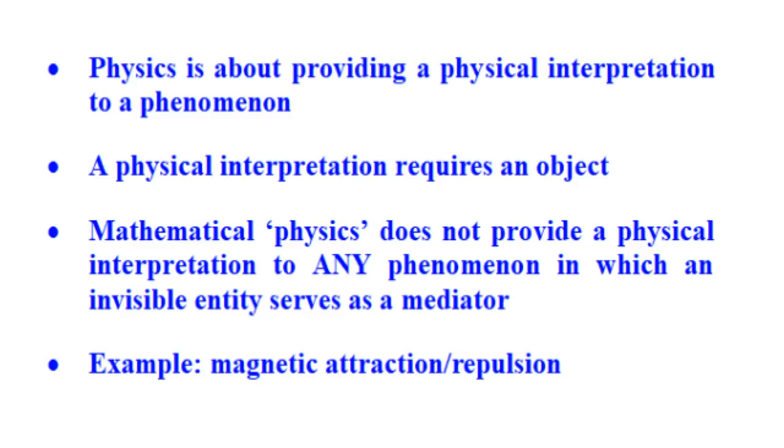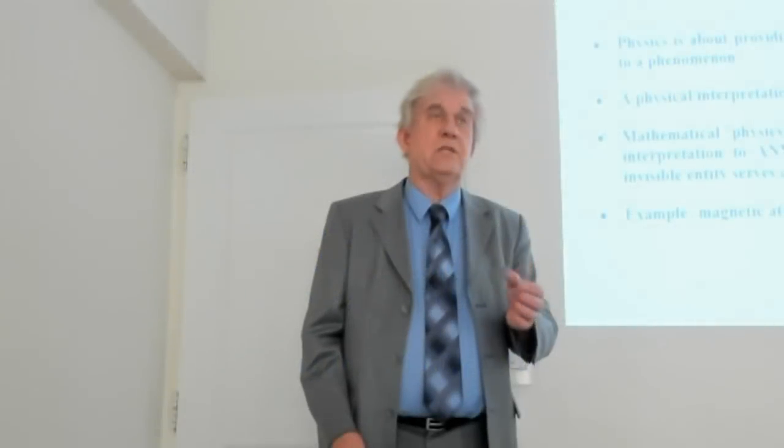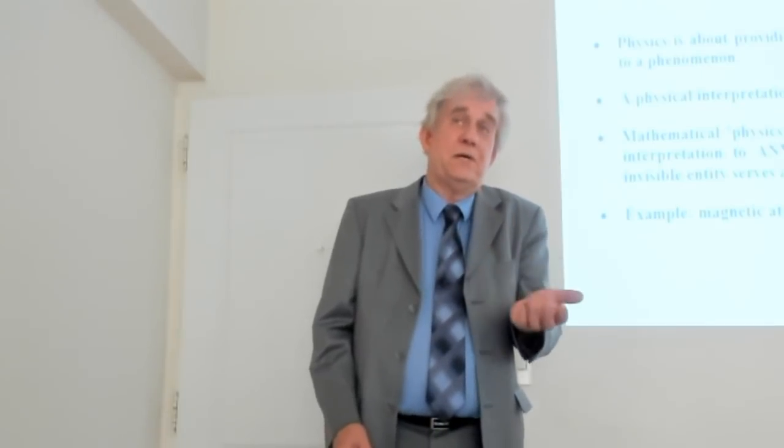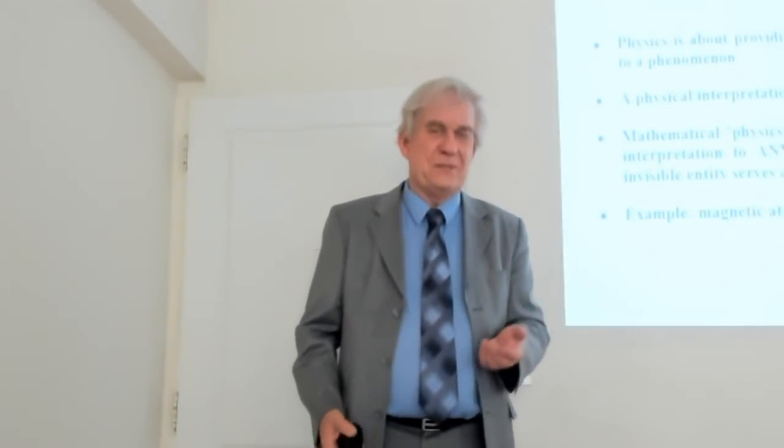And finally, I'm going to give an example, which is magnetism, essentially two magnets, how they work. And I'm going to show that this magnetic attraction slash repulsion can be explained with another model, my rope model, and it cannot be explained by quantum mechanics. In other words, they do not have a physical interpretation. But for this, we need to know what is a physical interpretation.